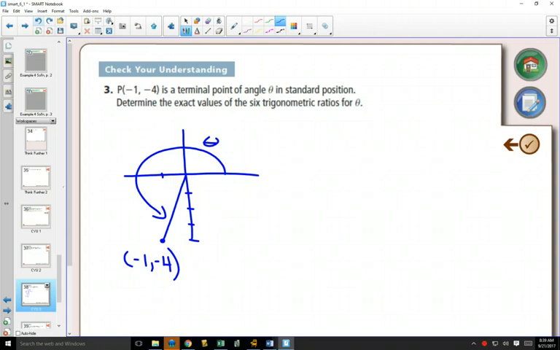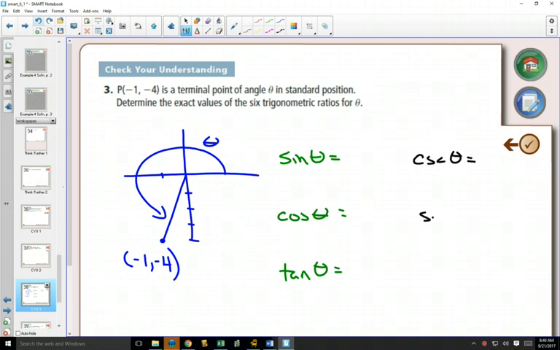This is the information that you're given, and the question's asking you to find the exact values of the 6 trig ratios. So we want to find out what is sine of theta equal to, cos of theta, and tan of theta, and also all the reciprocal ones. And this is the only information we've got. We've got that the angle ends right here.